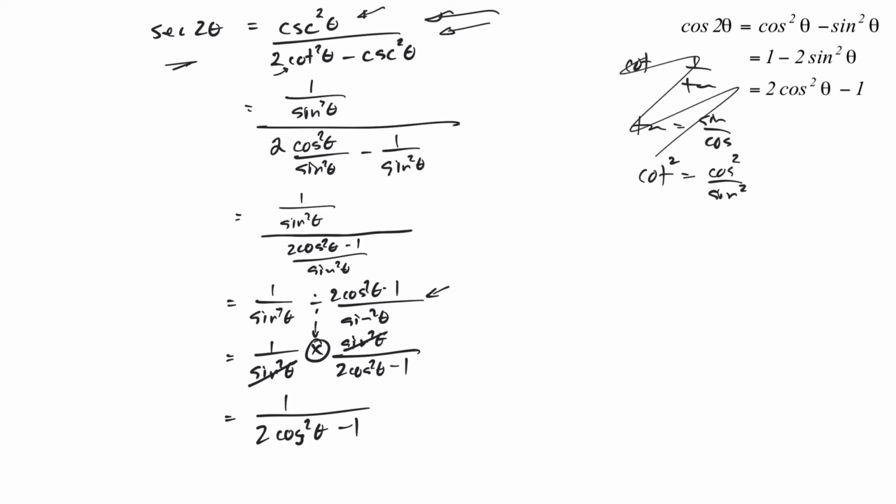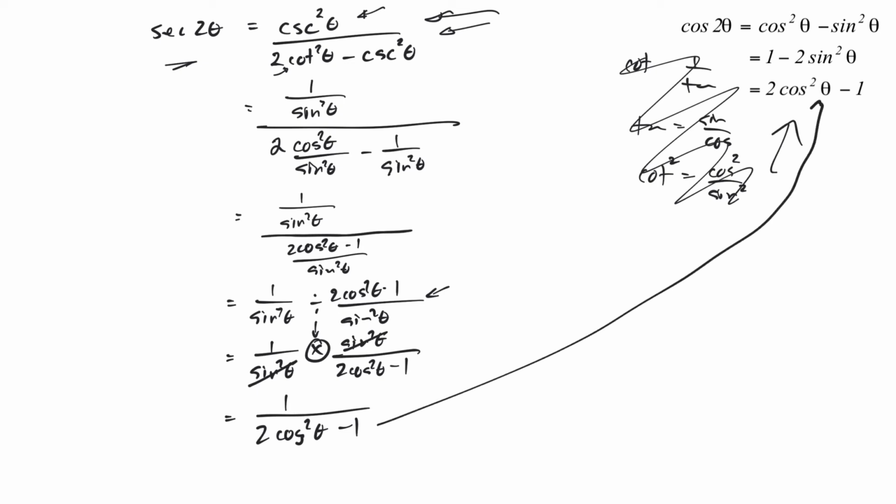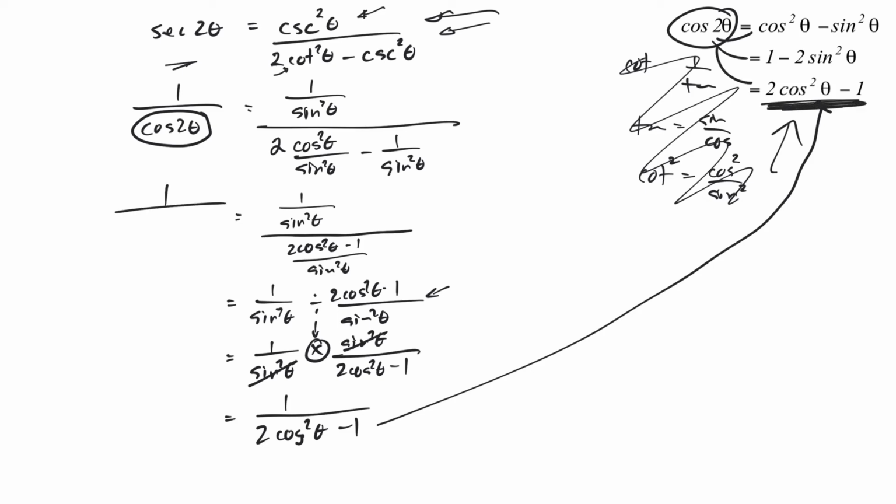And if I look over on the right side here, I do see that exact thing right there. So if I can get the left side to be that, then I'm done. So secant 2 theta, oh, now secant is the reciprocal of cos. So I can write that as 1 over cos 2 theta. But then cos 2 theta, that's this one, is equal to this, this, and that. And this is the one that's on the right side. So I can rewrite cos 2 theta as 2 cos squared theta minus 1.